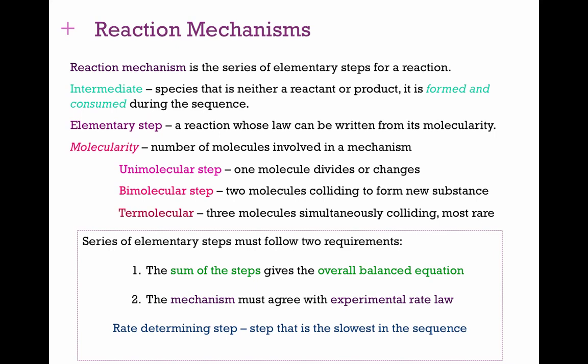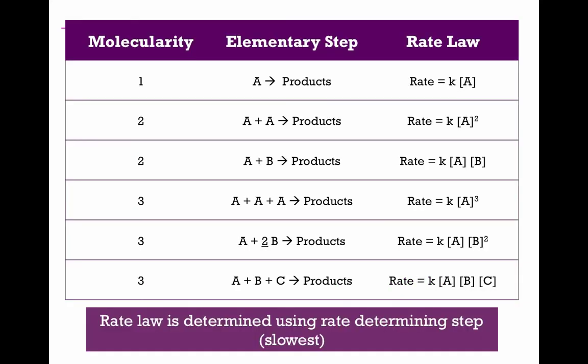The rate determining step is the slowest step, and the reason why that's very important is a reaction can only proceed as fast as its slowest step. So if you have one reactant breaking apart in 1 second and a product forming in 2 seconds, but the other reactant takes 5 minutes to break apart, your reaction is still going to take 5 minutes to occur. So that's the whole idea, that you're only as fast as your slowest step. So the rate determining step is always the slowest.